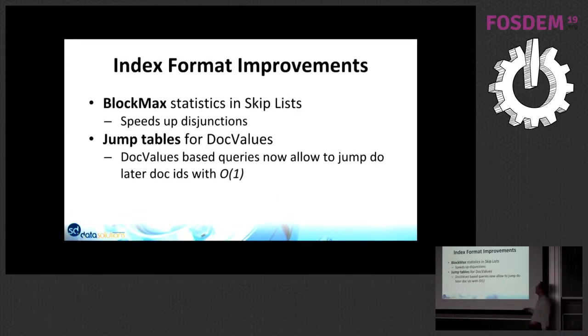There are also some index format improvements. The first one you already know, it's block max statistics in the skip lists, which speeds up the disjunctions. But we also have a skip-list-like structure for the doc values now. So that means if you have a function query, doc values-based queries can now jump to later doc IDs in constant time. So the index gets a little bit larger, but that should speed up those queries relying on scoring factors in the doc values immensely.